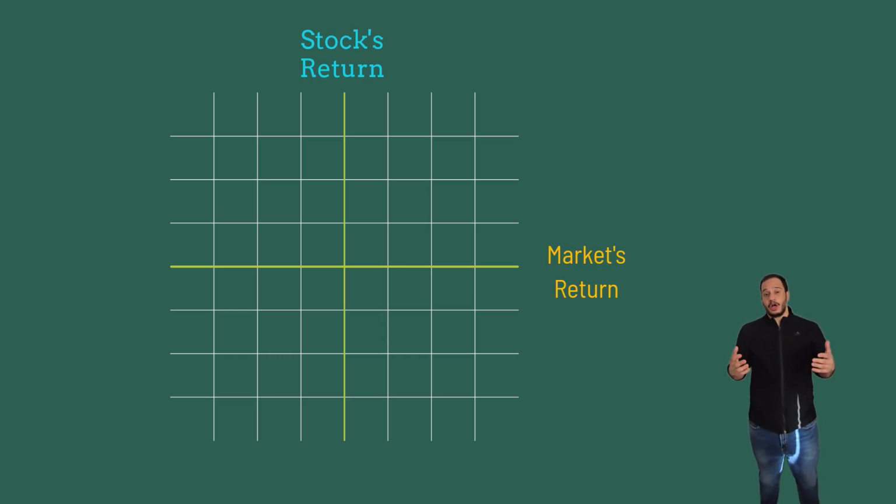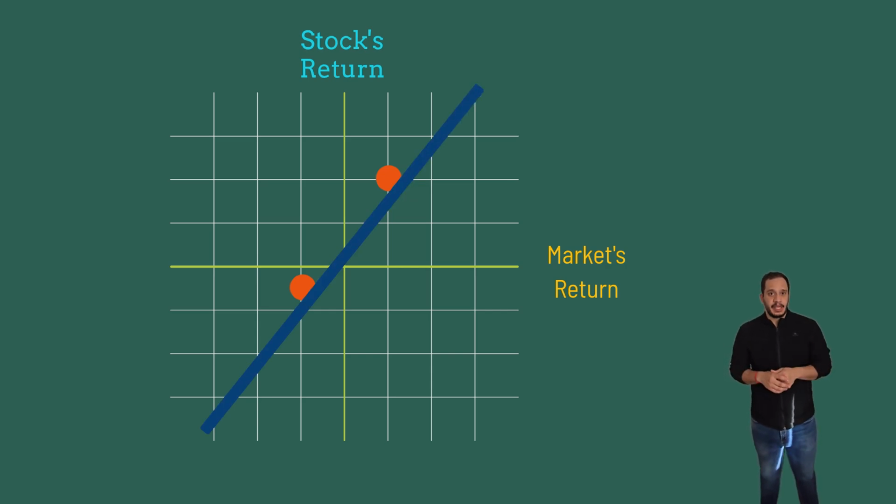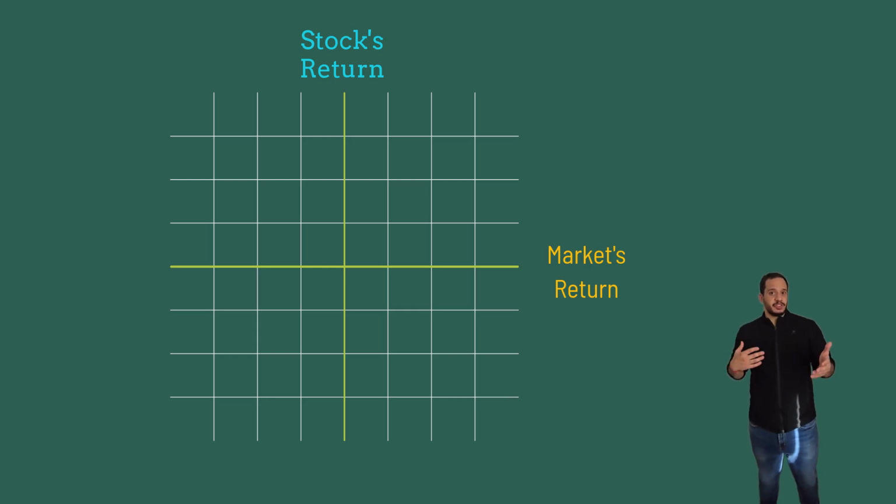For example, if the stock goes up 20% when the market goes up 10%, the beta is 2. If the stock goes down 5% when the market goes down 10%, your beta is 0.5. In both these scenarios, beta is positive because it moves in the same direction as the market but with a different volatility. Beta, even though less common, can also be negative if the asset moves opposite to the market, like gold. If the market goes up 10% and the stock goes down 5%, the beta is negative 0.5. If the market goes down 10% and the stock goes up 20%, its beta is negative 2.